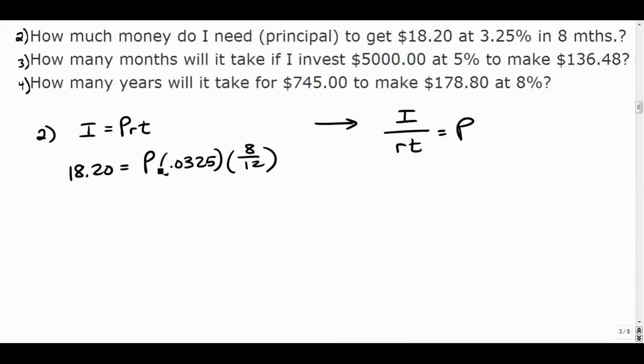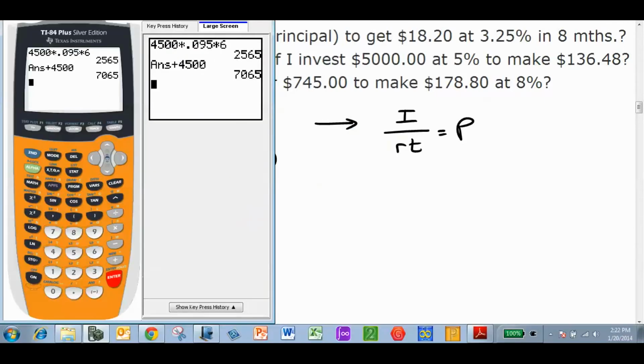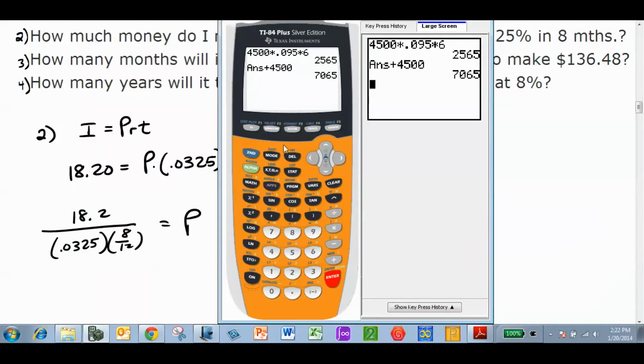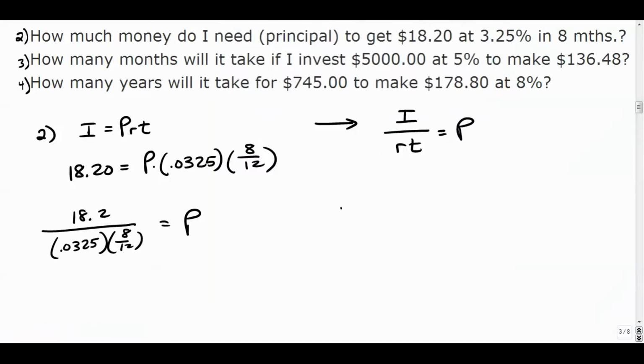But from this point, I'm just simply going to take 18.2 divided by 0.0325 times 8 over 12. So let's go ahead and do that now. So 18.2 divided by 0.0325 times 8 over 12. And I get $840.